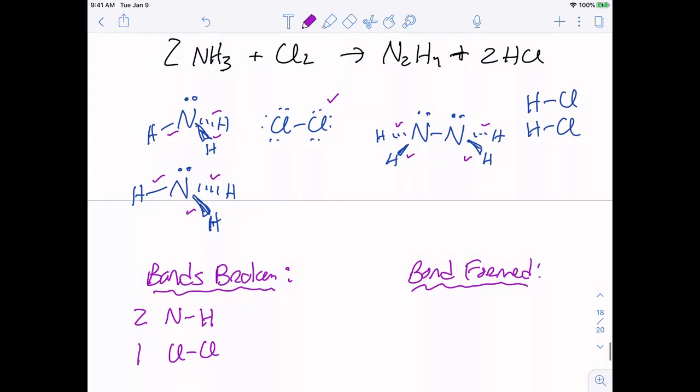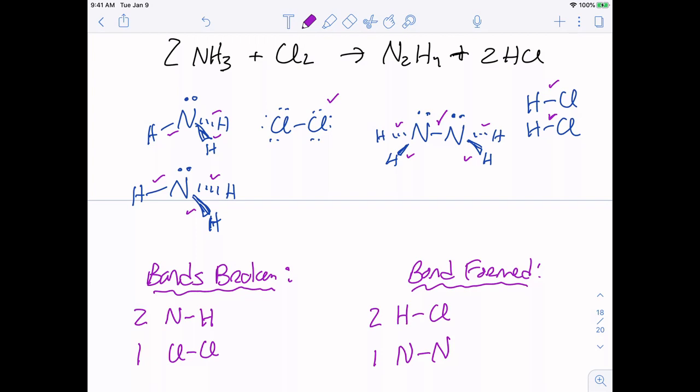Bonds formed, these are things that I have on the product side that I didn't have on my reactant side, right? New bonds. So what am I forming? Yeah, 2 hydrogen and chlorides, right? HCl bonds. Hopefully you guys saw that. On my reactant side, I don't have any hydrogens bonded to chlorine. I have 2 of them on my product side. So we formed 2. What else? Yeah, hopefully you guys can see this one. Nitrogen and a nitrogen, and there's 1 of those. I have 2 nitrogens that are bonded to each other on my product side. I don't have any nitrogens bonded to each other on my reactant side, so that's something that I formed.